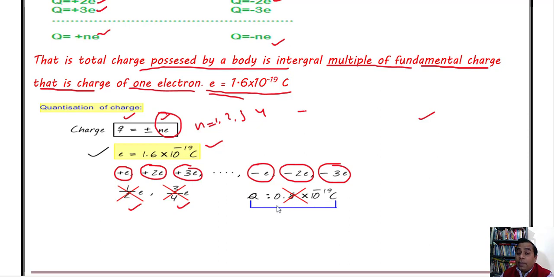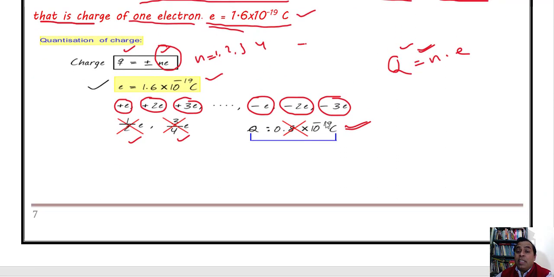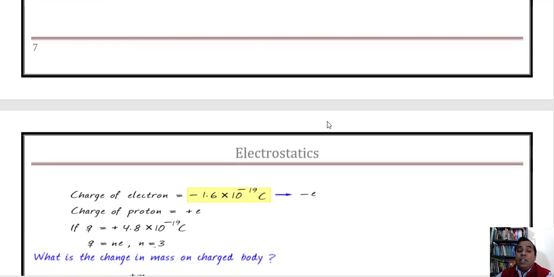Similarly, suppose I ask a question: is it possible to generate 0.8 × 10^-19 coulomb charge? The answer is no. Why no? You put this in the equation Q = N × E. What is the Q value? Q value is this much. What is the N value? We will calculate it. What is the E value? E value is this much. You will find that the N value is not coming out as a whole number, and that is why the total charge possessed by a body is an integral multiple of the fundamental charge.